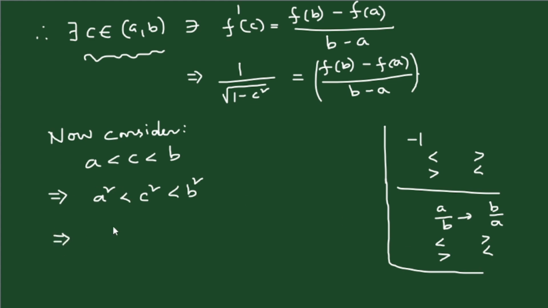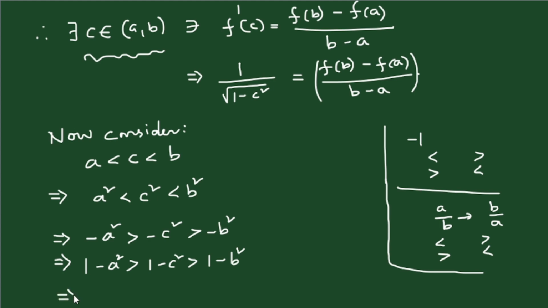So here we have got C square in the middle. We need to get minus C square, negative C square. You multiply the entire inequality by negative 1. What happens? The less than will become greater than. Right? The inequality gets reversed. Now we need to get 1 minus C square. Adding 1, you will get 1 minus A square greater than 1 minus C square greater than 1 minus B square. That means we have added 1, nothing will change. The inequality won't change.